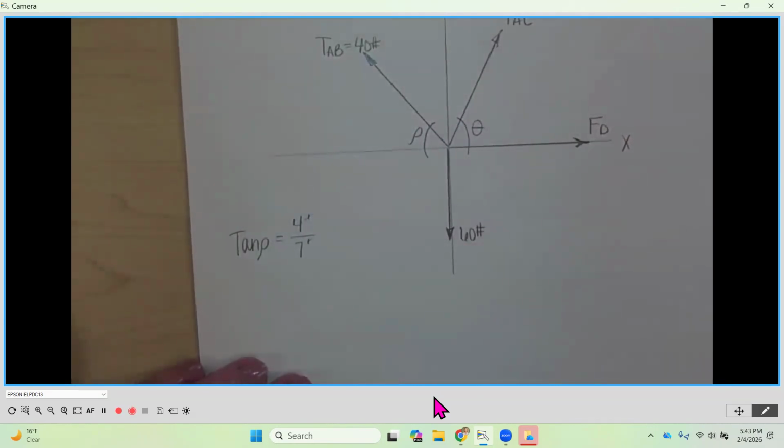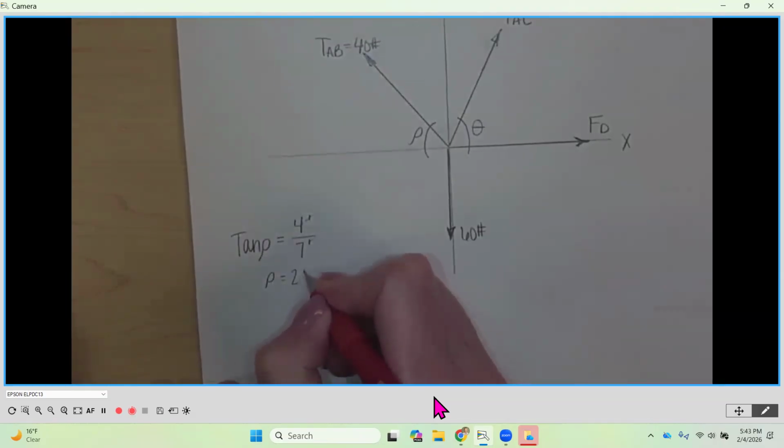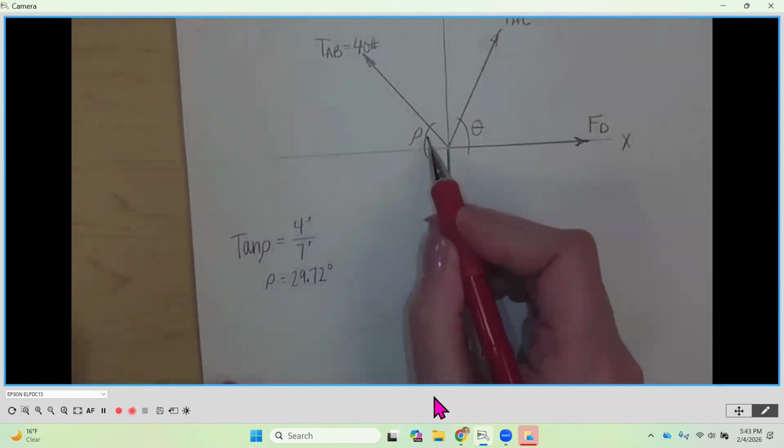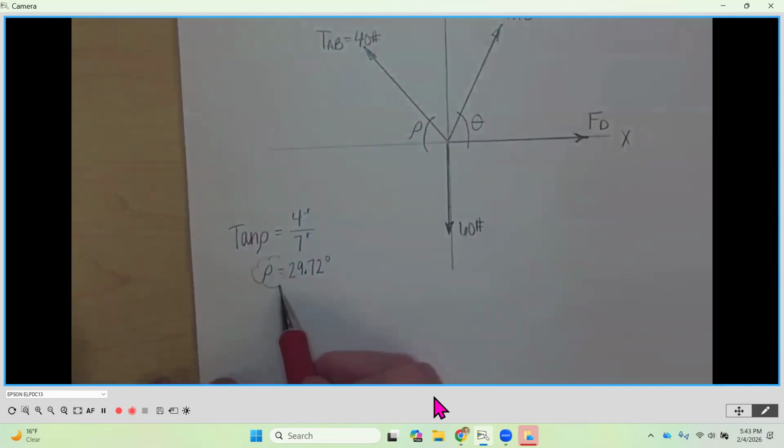Feet cancel as far as units, and then determining or using that tangent function, and depending on your calculator, it might be an atan or an inverse tan. What do we get for the angle? 29.72, is that what you said? That sounds good. So 29.72 degrees, okay, and that would be angle phi. So I'm going to put my little cloud around that, okay.